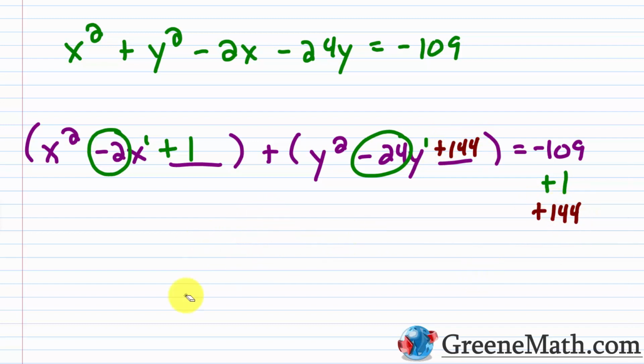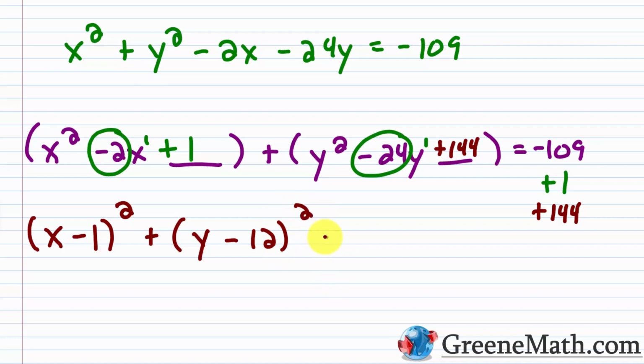All right, so let's see what we got now. This guy right here is going to factor into x minus 1, that quantity squared. And plus, this guy right here is going to factor into y minus 12, that quantity squared. And this will be equal to, if I take 1 and add it to 144, I get 145. If I have 145 minus 109, I'm going to get 36, right? The square root of 36 is 6, so you know the radius is 6 in this case, and you know your center occurs at 1, 12. So my center is 1, 12, and my radius is going to be 6.